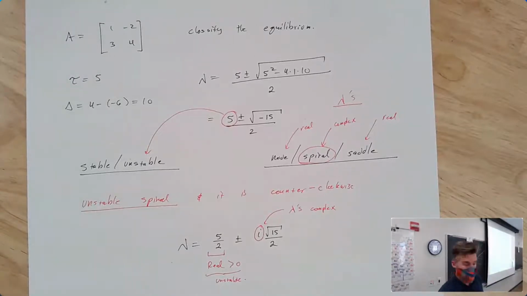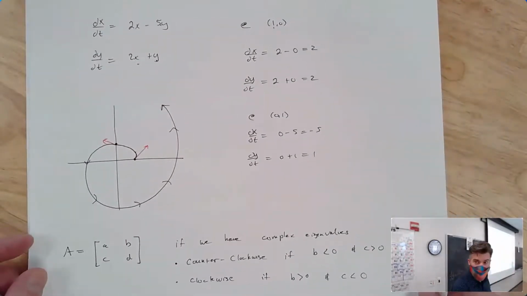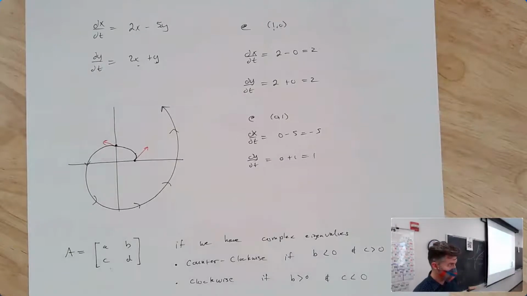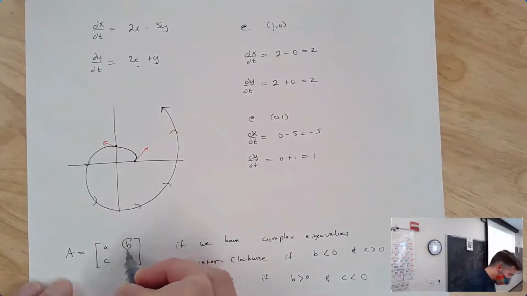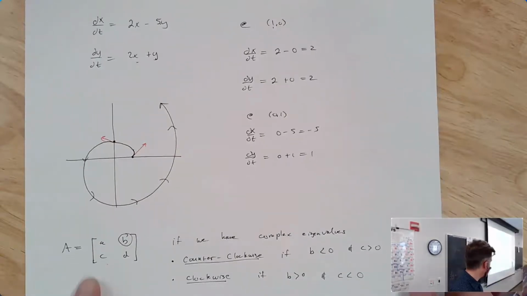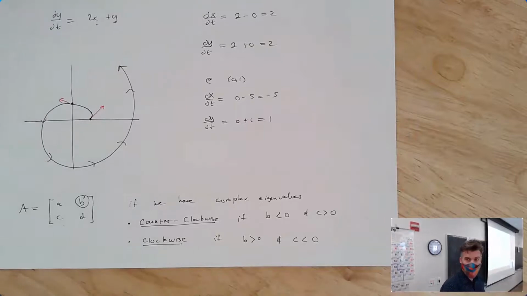Now going back to the quick way, sure. So the quick way of determining, again, I do recommend drawing it out, but the quick way of determining the direction is if your eigenvalues are imaginary, right? So if they're imaginary, if B is negative, counterclockwise. If B is positive, clockwise. That's the fast way of doing it.